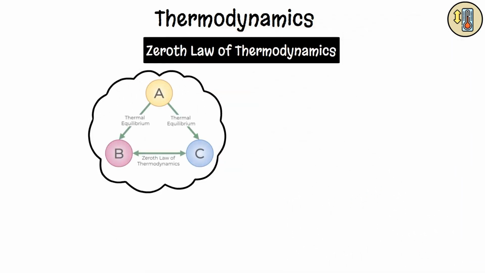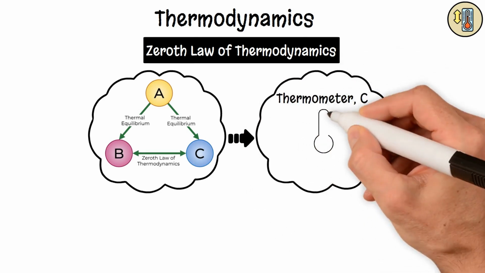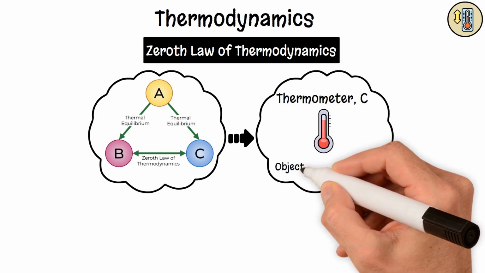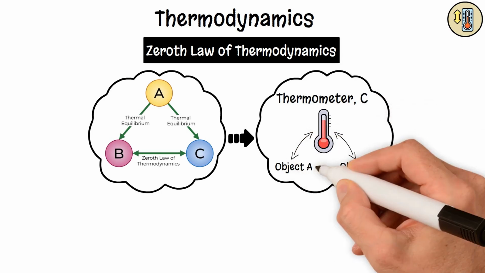Zeroth law of thermodynamics. This law states that if two systems are each in thermal equilibrium with a third system, then they are in thermal equilibrium with each other. For example, if a thermometer, the third system, reads the same temperature when in contact with two different objects, those two objects are at the same temperature.